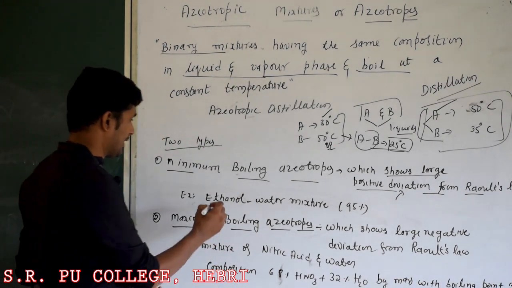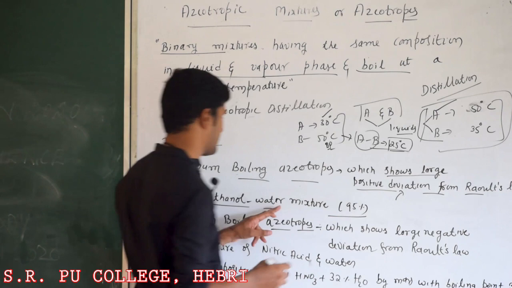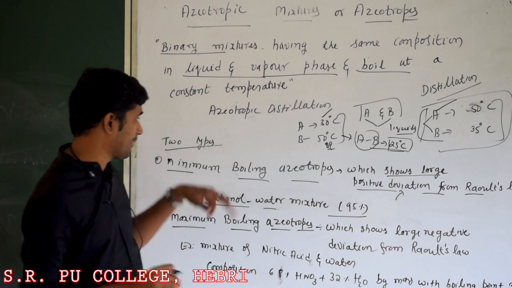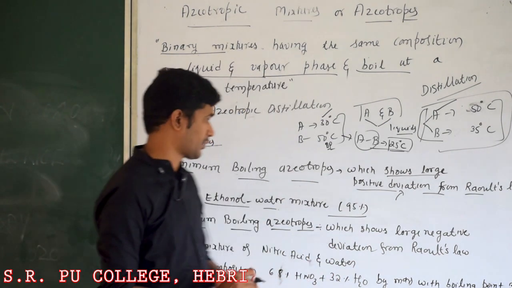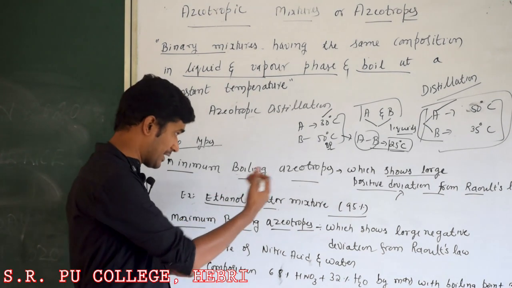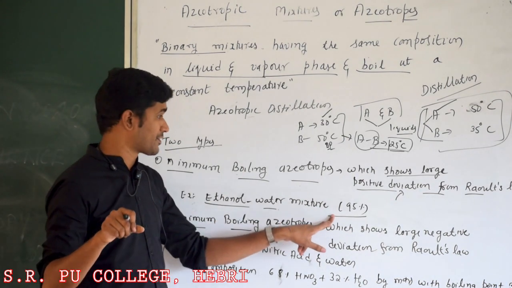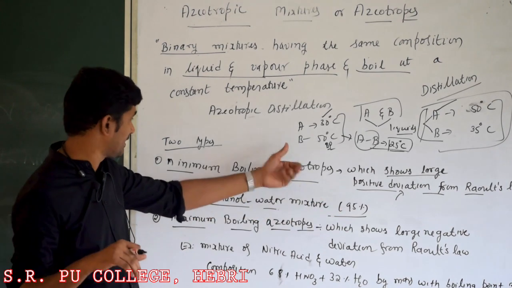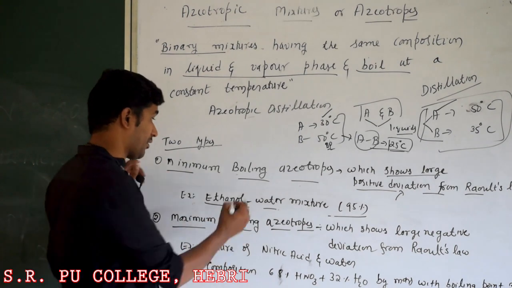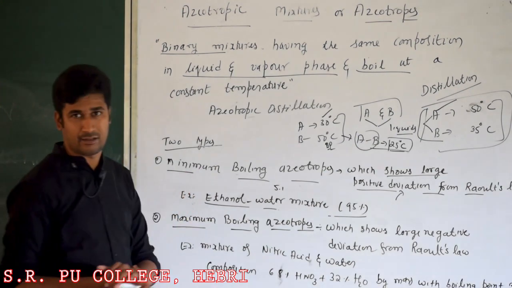Next, the example: the mixture of ethanol and water, not at all compositions. A 95% ethanol-water mixture forms a minimum boiling azeotrope. This alcohol is obtained by the fermentation of sucrose. So during distillation, what happens? The concentration slowly increases and it becomes 95%. When the concentration of alcohol becomes 95%, it starts forming a minimum boiling azeotrope, whose separation becomes difficult. Now you cannot separate the remaining 5% of water present in the ethanol mixture.